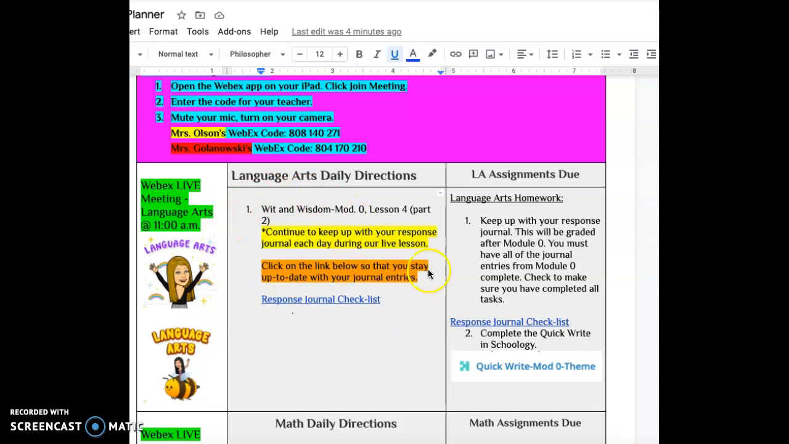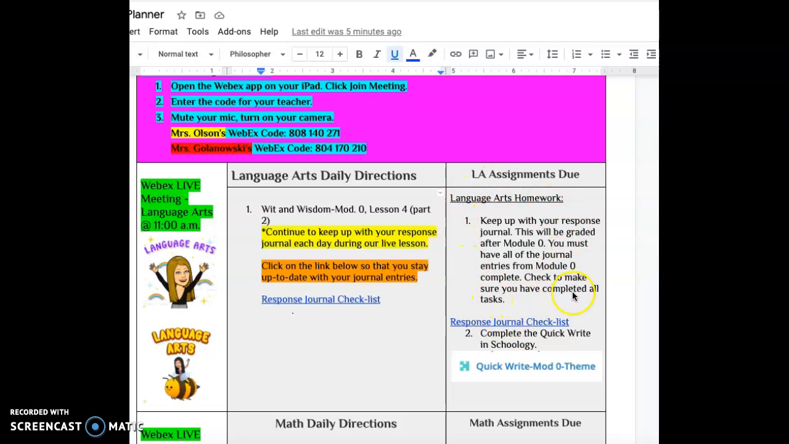At 11 o'clock, we have our live language arts meeting, and today we're going to continue on with that Module 0, Lesson 4. We didn't quite finish that last week on Friday, so we're going to continue on with that today. I did create, as promised, a response journal checklist to make sure that you're continuing to keep up on your response journal. You can click on it here or here. I put it in both places.